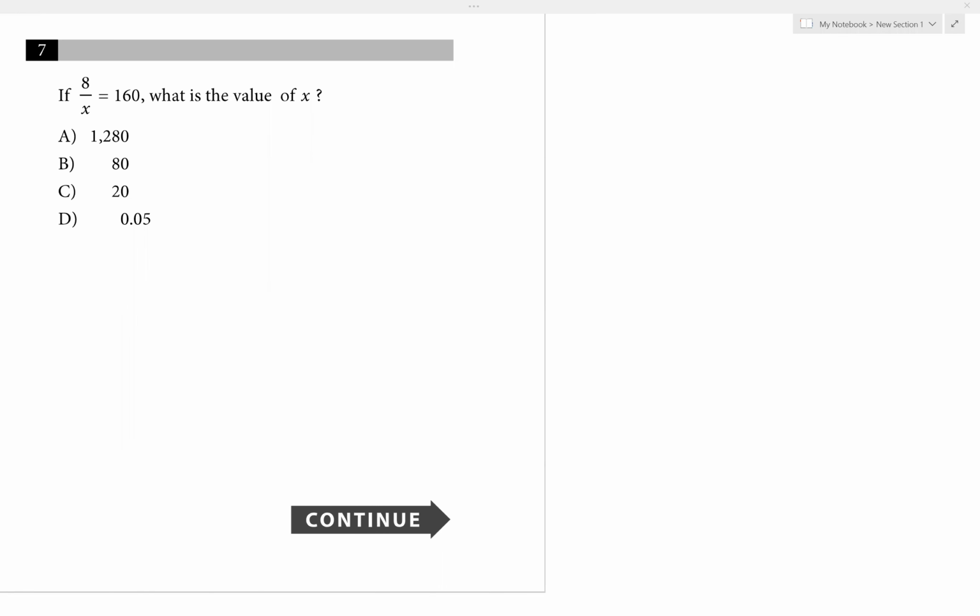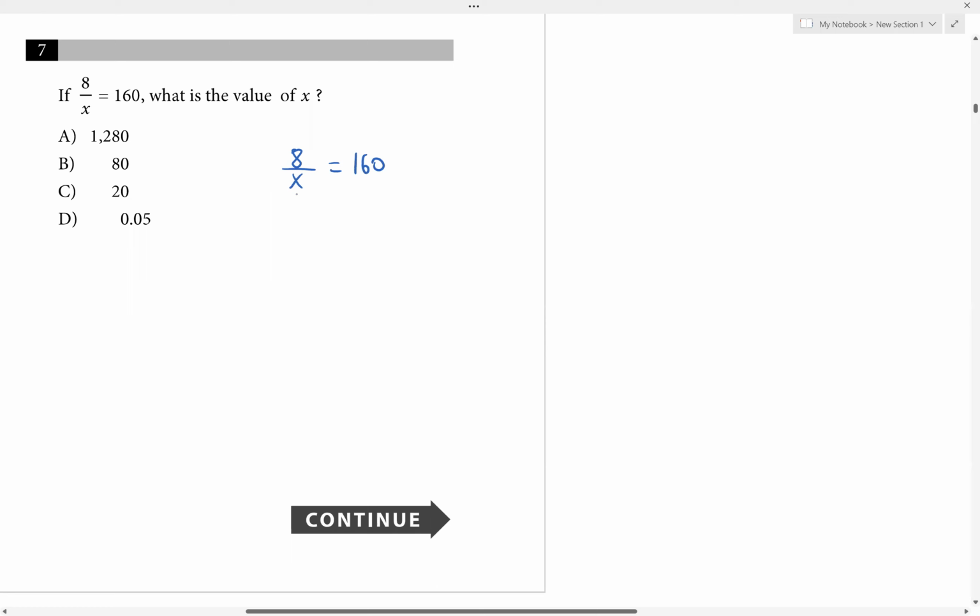All right, number 7. If a over x equals 160, what's the value of x? Okay, so we're solving for x using this equation. We could plug in the answer choices and try to see which one works, right? Or if you solve it algebraically, we first have a fraction on the left side.